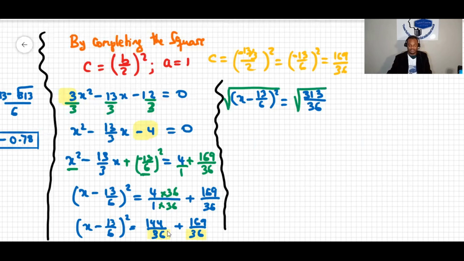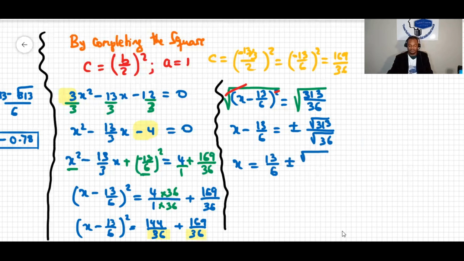Now, if I need to work out the value of x, we can reduce this by putting the square root here and the square root there. Why? Because the square root will cancel the power of 2. Then we are left with x minus 13 over 6 equal to plus or minus square root of 313 over square root of 36. Now we can move the negative 13 over. That makes x equal to 13 over 6 plus or minus square root of 313 over 6.